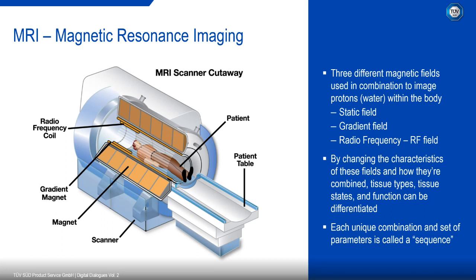In the next few slides, I will explain in a bit more detail the role and characteristics of each field, and in the case of the RF field, the variation of the coils for different imaging purposes.